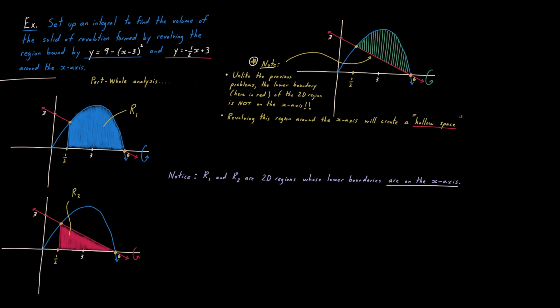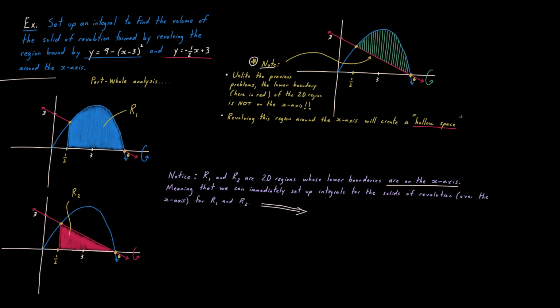So here I'm just noting a few things. I want to do this because for R1 and R2 I can immediately set up integral expressions. R1 and R2 have their lower boundaries completely on the x-axis on the interval of interest. And we like that because we can immediately set up an integral expression using the formula we've been using for the last 3 examples. So what are they?